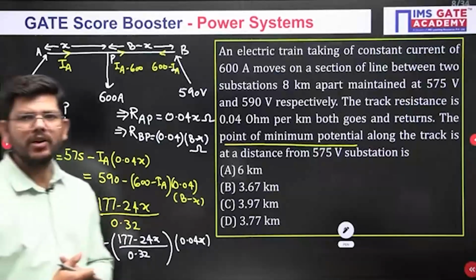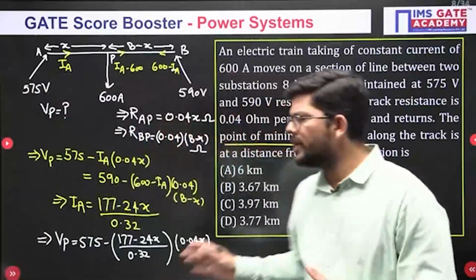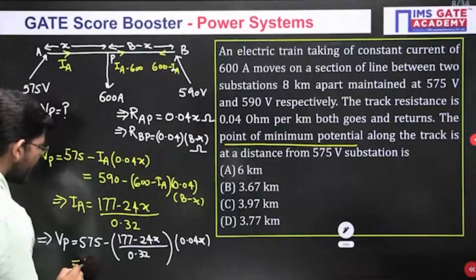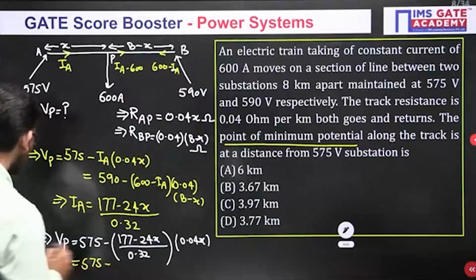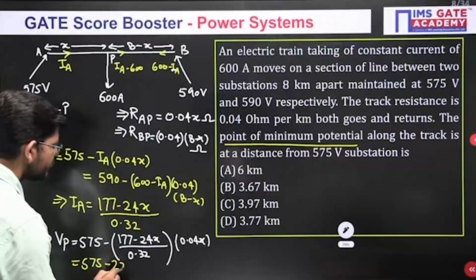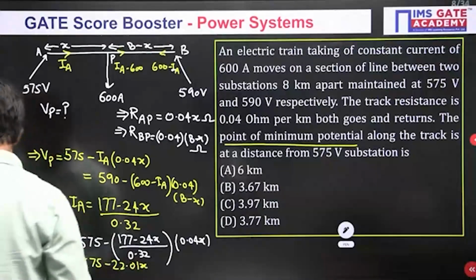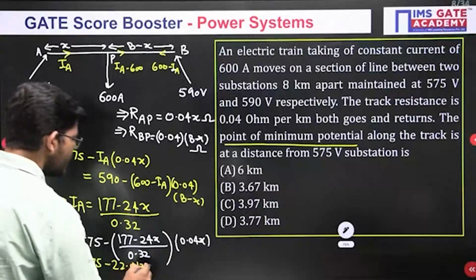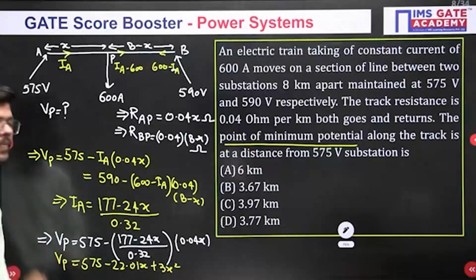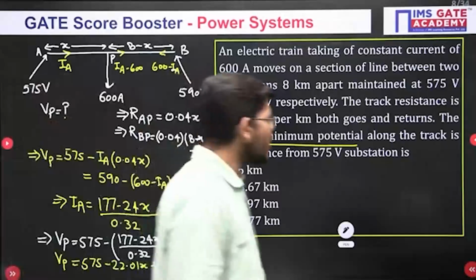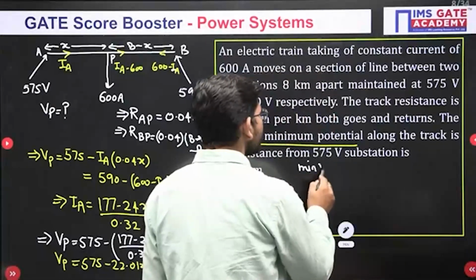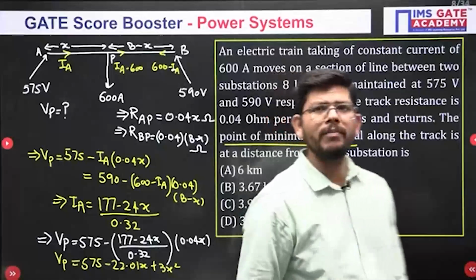You are getting this equation. Now when you adjust it, you will get this kind of equation: 575 minus 22.01x plus 3x squared. You will get something like this in terms of Vp. Now we are talking about minimum Vp, the point of minimum potential.